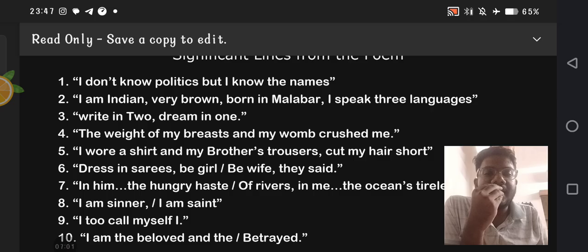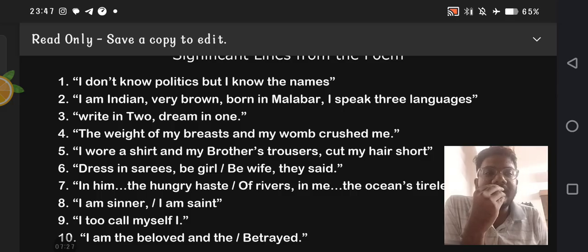"In him, the hungry haste of rivers. In me, the ocean's tireless waiting." Here it represents the sexual imagery where men seek and derive sensual pleasures consistently and constantly, whereas women wait and wait and wait that someone will understand them soon in the future, that they too are human beings, which never happens. "I'm sinner, I'm saint."